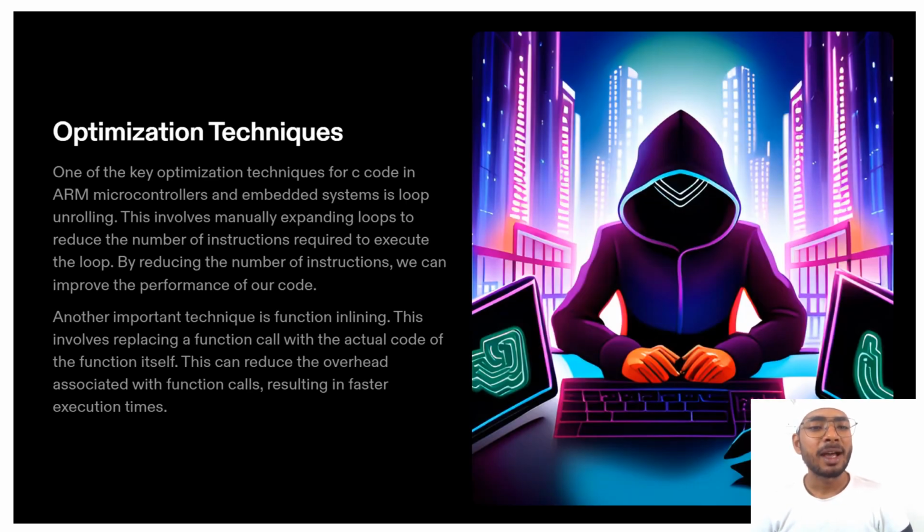Second slide, we have the optimizing techniques. One of the key optimizing techniques for C code in ARM microcontroller embedded systems is loop unrolling. This involves manually expanding the loop to reduce the number of instructions required to execute it. By reducing the number of instructions, we can improve the performance of our code. Another important technique is function inlining, which involves replacing a function call with the actual code of the function itself. This can reduce the overhead associated with function calls, resulting in faster execution time.